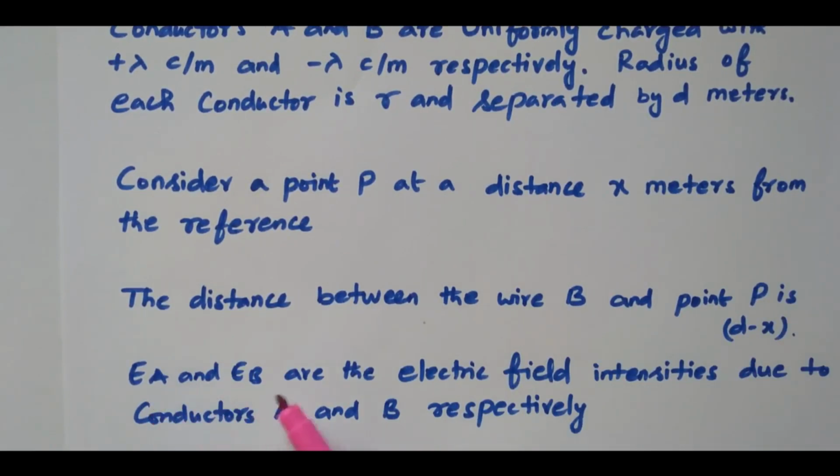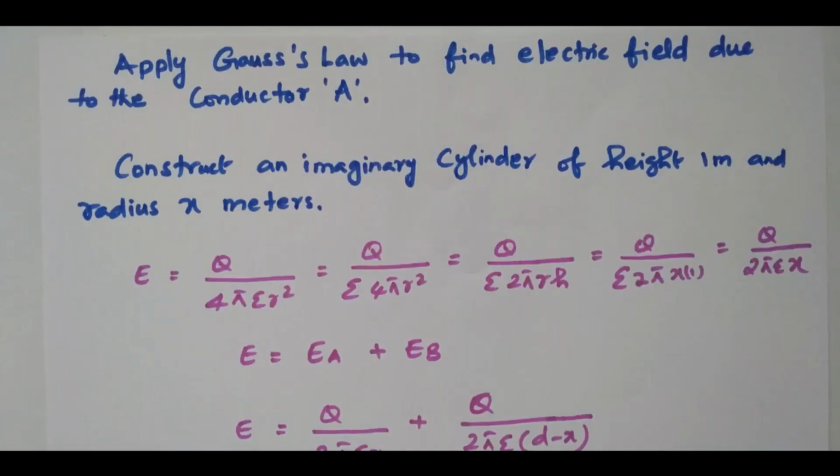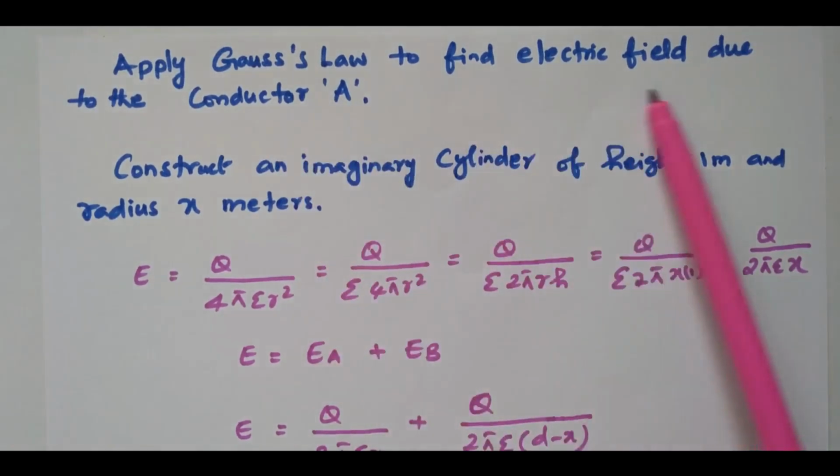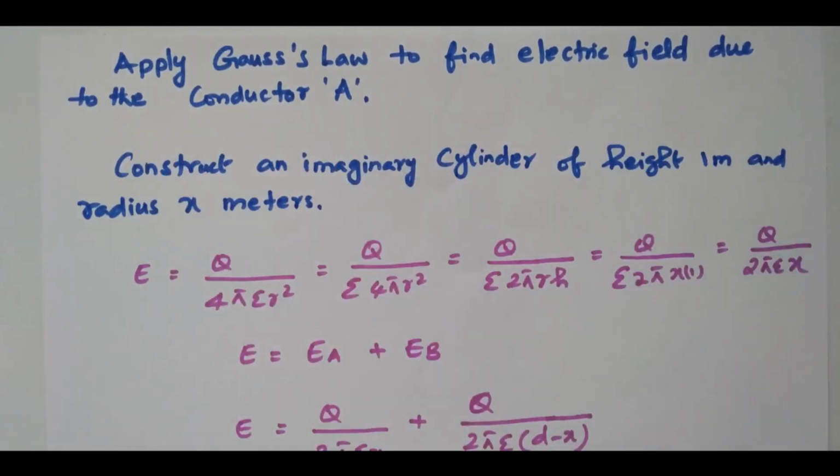Then the distance between conductor B and point P is d minus x. EA and EB are the electric field intensities due to conductor A and conductor B. Now we'll apply Gauss law to find the electric field intensity due to conductor A, right? So we take an imaginary cylindrical surface with height 1 meter and radius x meter.